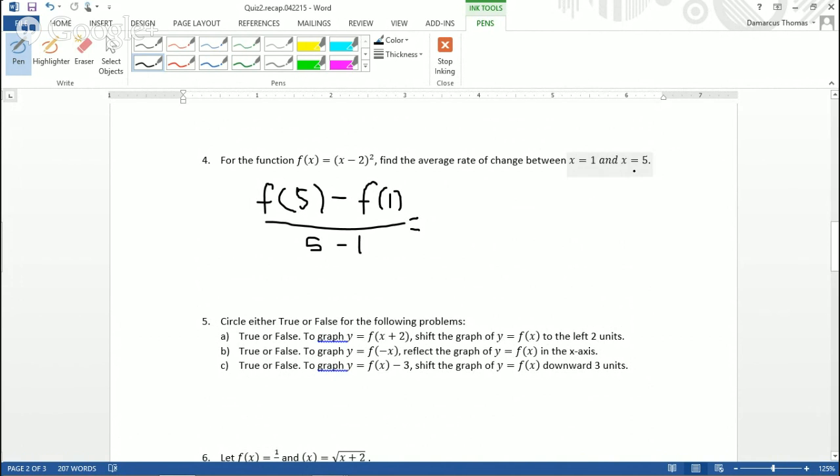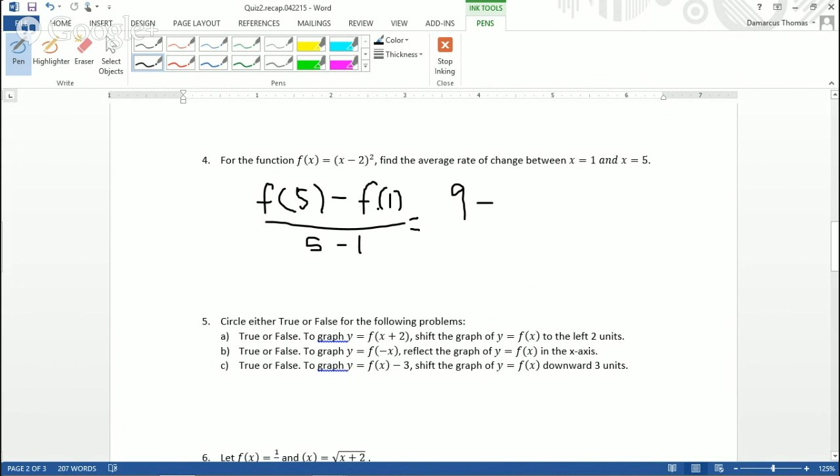Okay, so f of 5, let's see. F of 5, if I substitute 5 for my x and plug it in, I get 5 minus 2 is 3. And so f of 5 would be 3 quantity squared. So that's 3 squared. F of 5 is just 9.